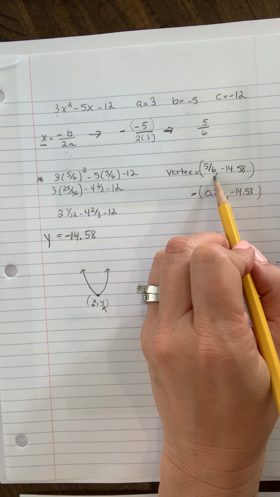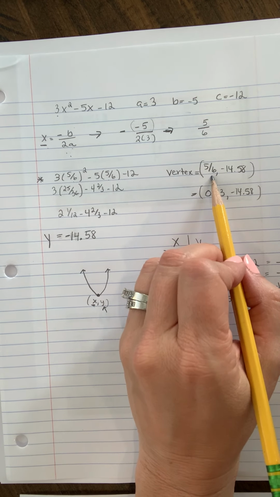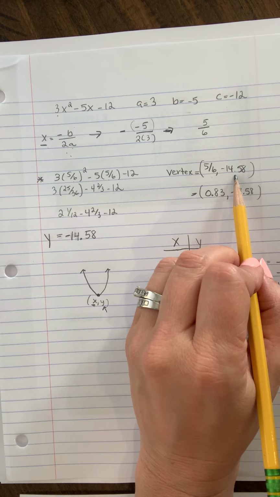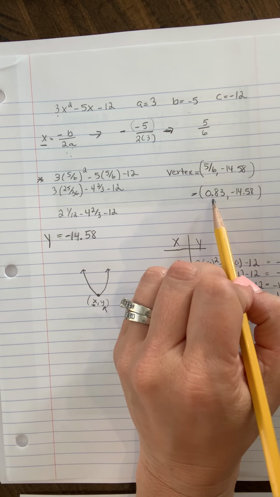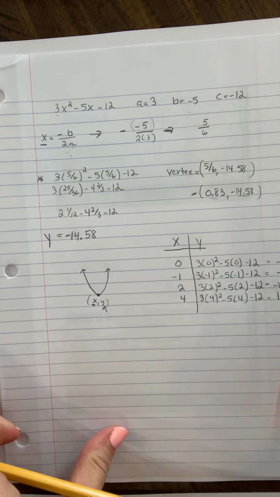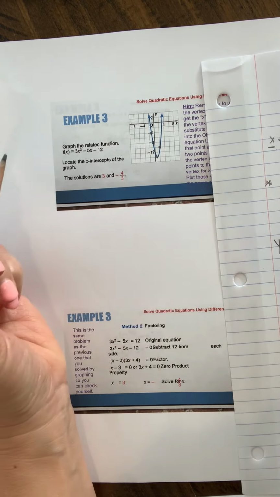So here's my vertex. Remember, I solved for x right here using that formula, and I got it to be 5/6. And then my y is negative 14.58. Now, I go ahead and put this 5/6 in decimal, just so I know where to graph it. And if you look at your PowerPoint, that's the vertex, and those are the points I found.